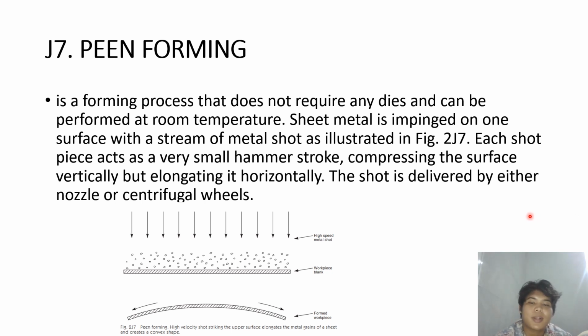Peen forming is a forming process that does not require any dies and can be performed at room temperature. The sheet metal is impinged on one surface with a stream of metal shot, as illustrated below. The shot piece acts like a very small hammer stroke, compressing the surface vertically and elongating it horizontally. The shot is delivered by either nozzle or centrifugal wheels like the one in the previous chapter. So it's thrown or shot by the nozzle.